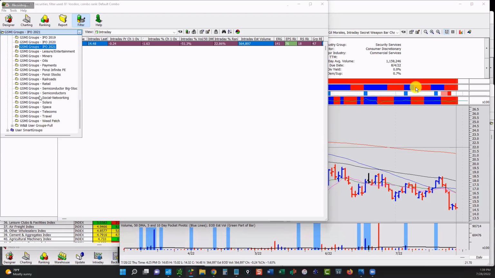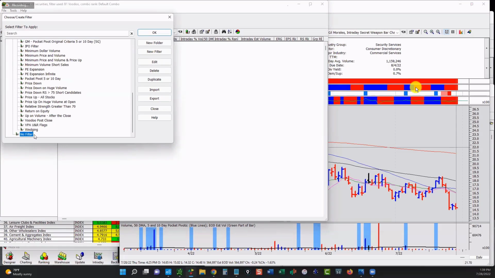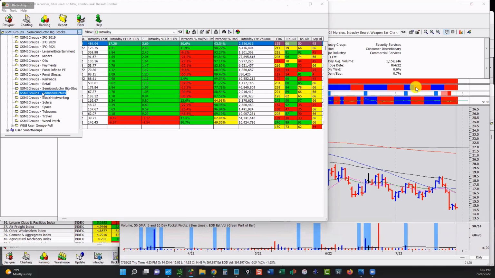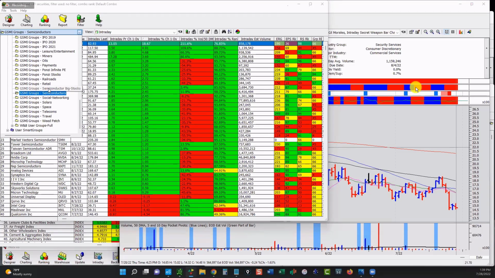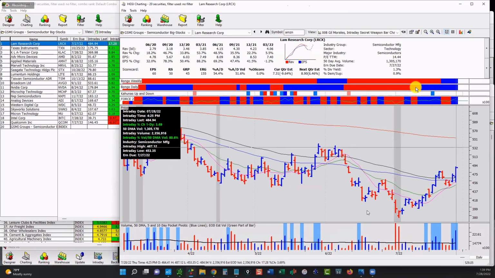And I actually have that divided into what I consider to be semiconductor big stocks, which are the bigger names within the group, and then I have the broader one, semiconductors in general, which is a much broader group. But you can see today, semiconductor big stocks were doing pretty well overall. Not huge performance, most of them 1% to 2%, maybe a little more. But Lam Research was leading.